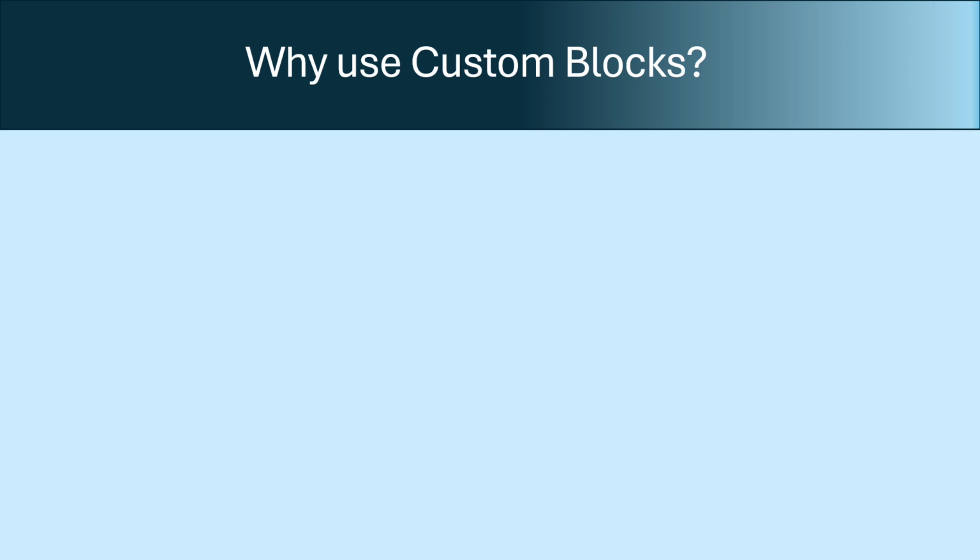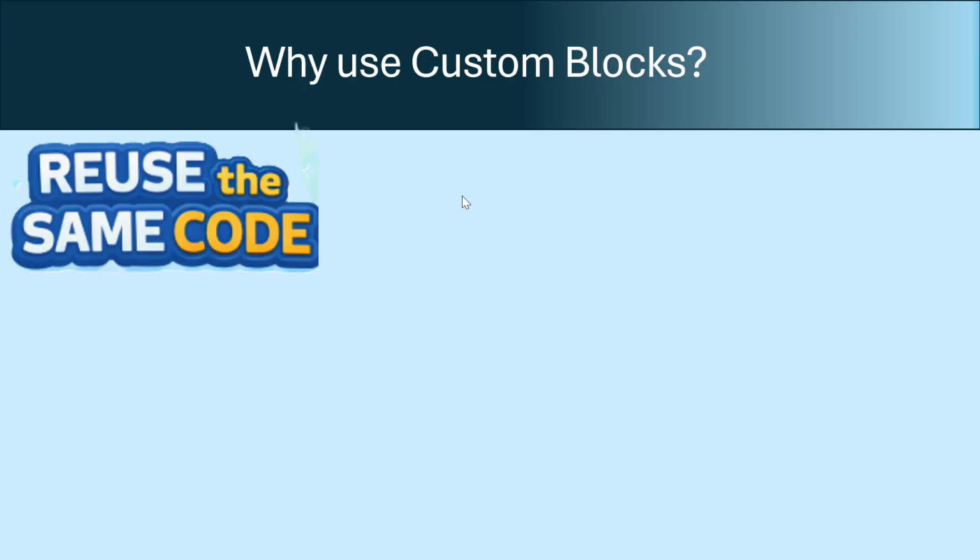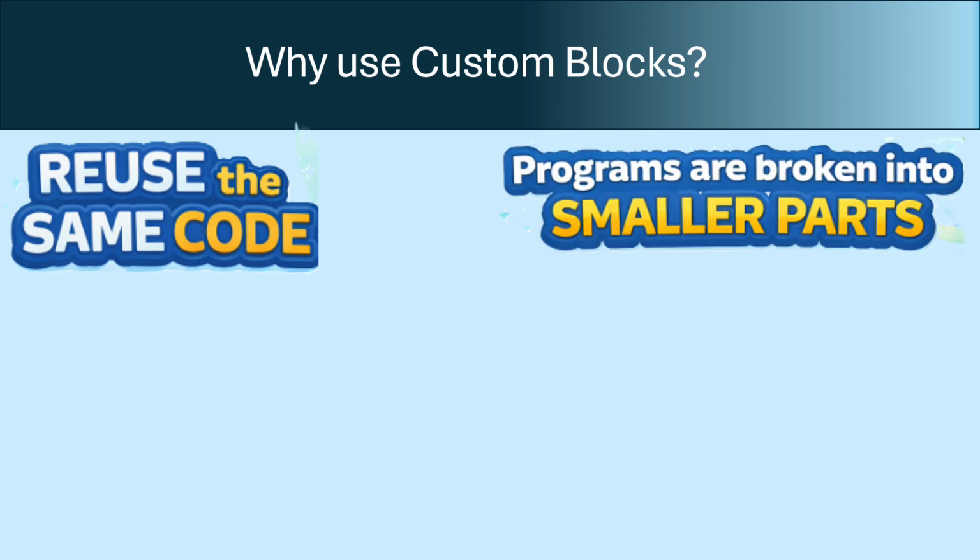So why do we use custom blocks? Any ideas? Why do we use custom blocks? Now, first of all, we can reuse the same code. So developers and programmers do not like to reinvent the wheel. If you're reinventing the wheel, it's going to take longer to finish your code. So it's always a good idea to use code that somebody else has written, so we can borrow or use somebody else's code. It is also important that our code is not too long.